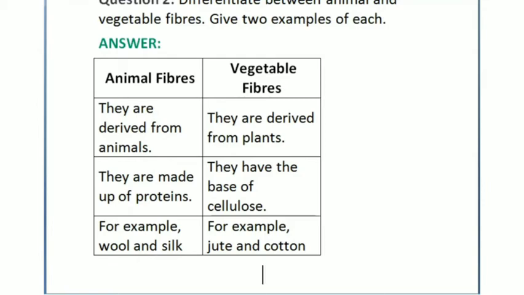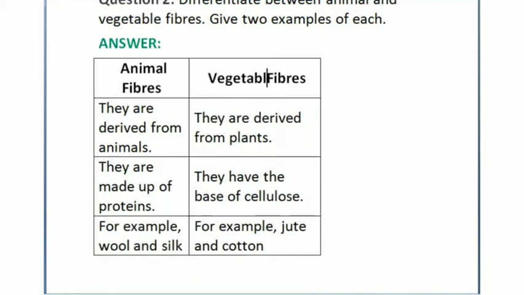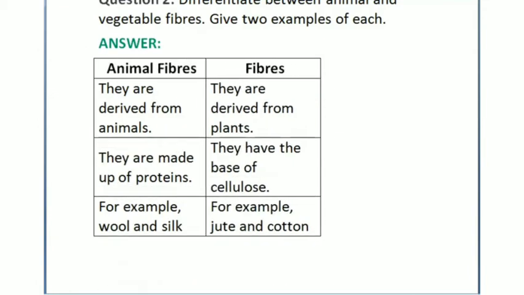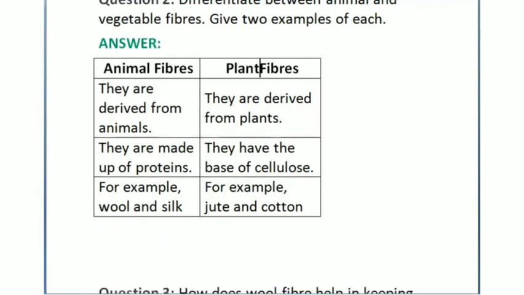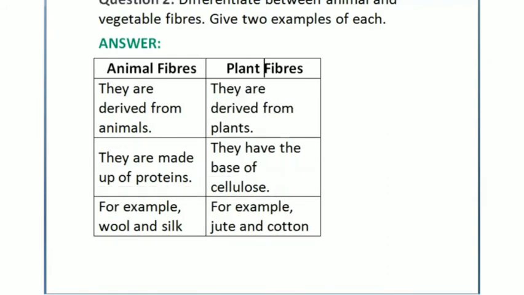So students, here if you are confused that in the book there is written plant fiber, you can add plant. Vegetable and plant are correlated, right? You can add plant also. See, you can write plant fiber also.